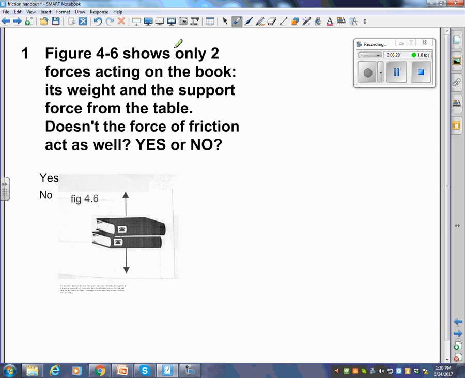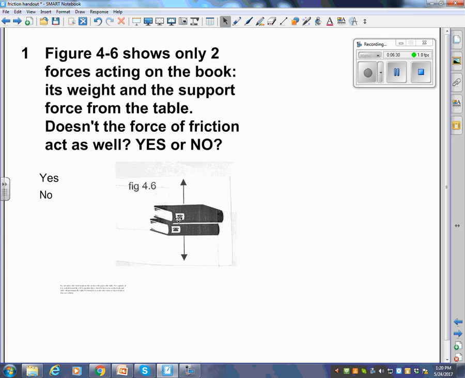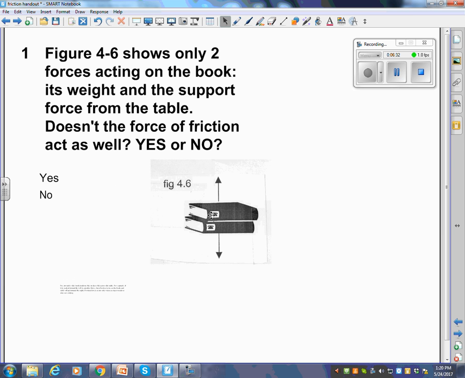Figure 4.6 shows only 2 forces acting on the book: its weight and the support force of the table. Doesn't the force of friction act as well? Yes or no? What do you think? No. Okay, there's this picture here. There's only 2 forces acting on the book, its weight and the support force. So there is the weight force and there's another one. Is it trying to move? Doesn't look like it. It's just sitting there, right?